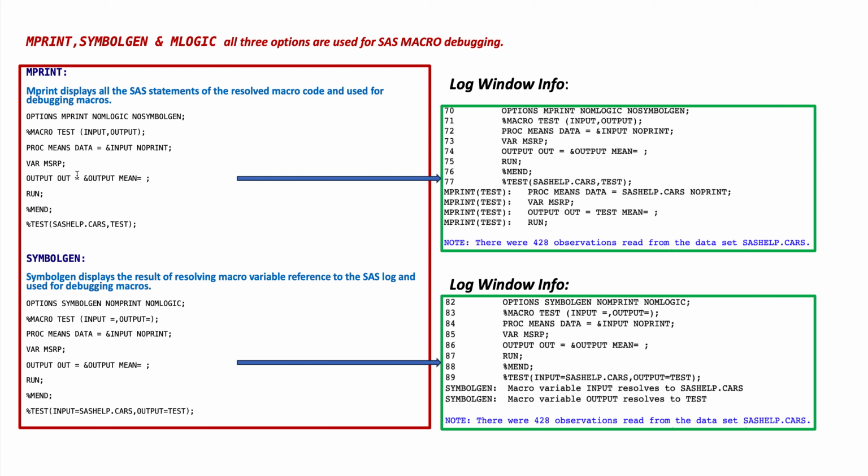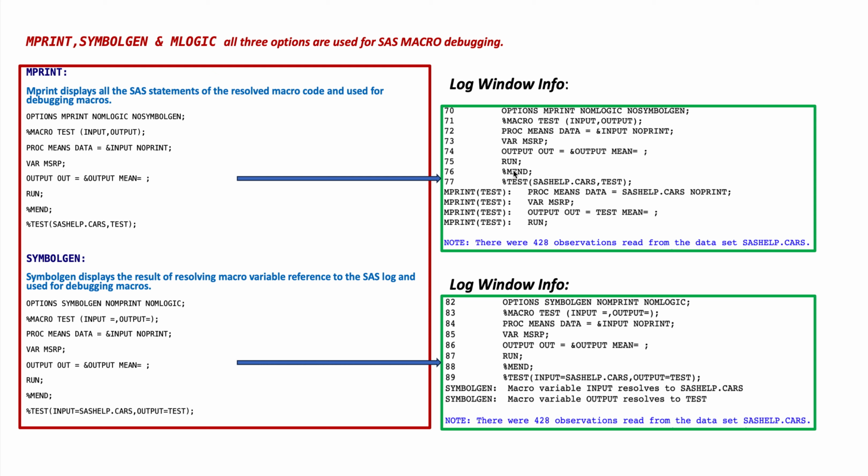Output is here &output, and we are giving its name test, and we are ending the macro with %mend and calling the macro here, %test. SASHELP.CARS is input and test is output. When we run this first set of code, we will get the result as shown on the right side.